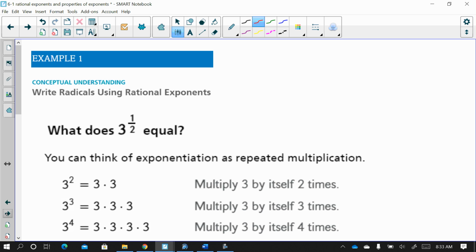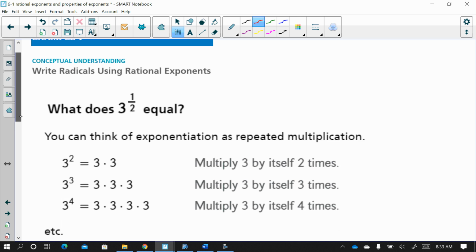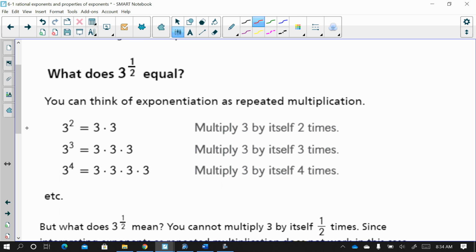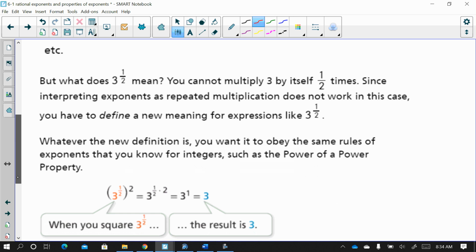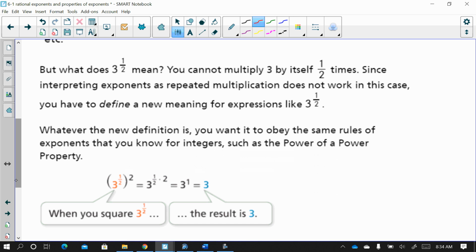What happens when I have a fraction as the exponent? Think of 3 to the 1/2. Well, we know exponents mean repeated multiplication, where 3 squared is equal to 3 times 3, 3 cubed, 3 times 3 times 3, 3 to the 4th, 3 times 3 times 3 times 3, and so on. But what does 3 to the 1/2 mean? We cannot multiply 3 by itself 1/2 times.